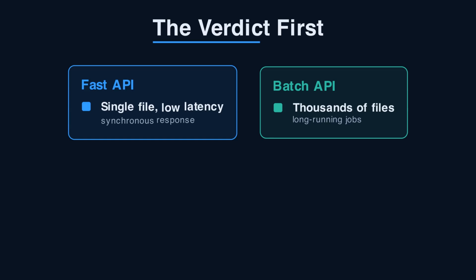The Fast API returns a full transcript synchronously, faster than real-time, in a single HTTP call. No polling, no storage account, no job orchestration.